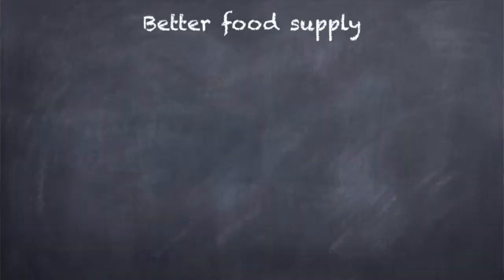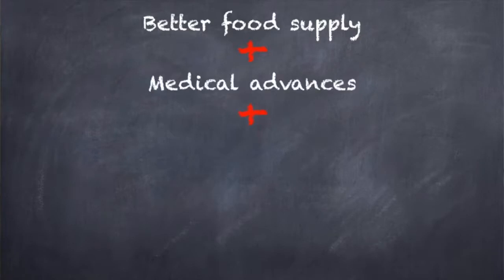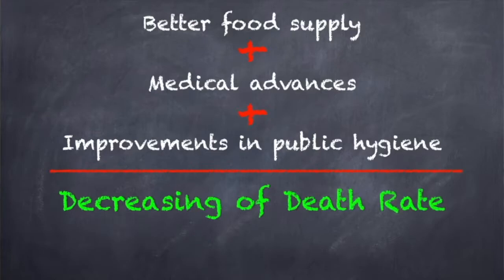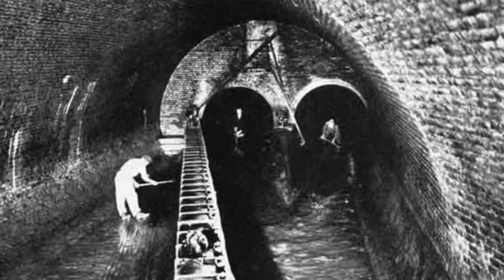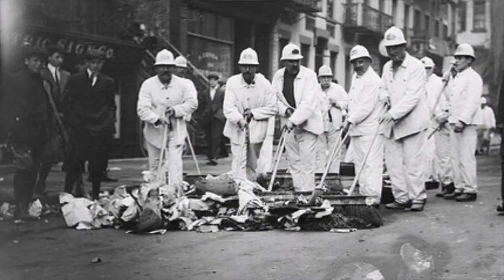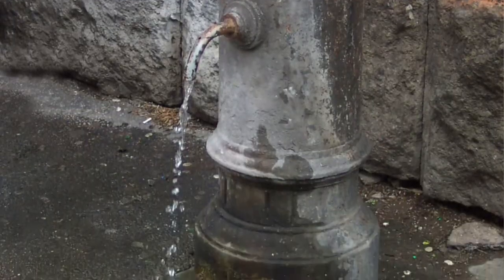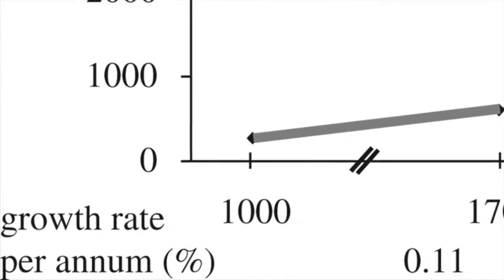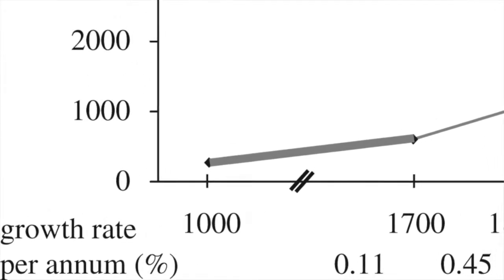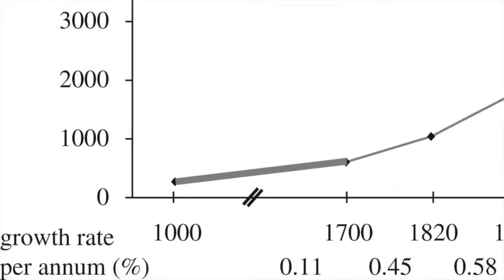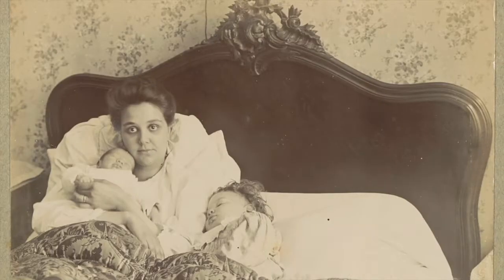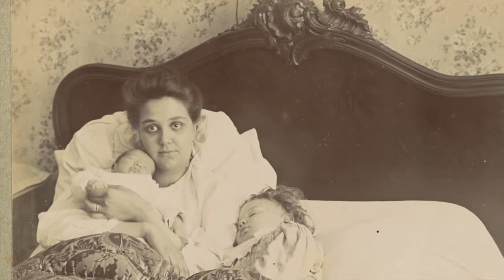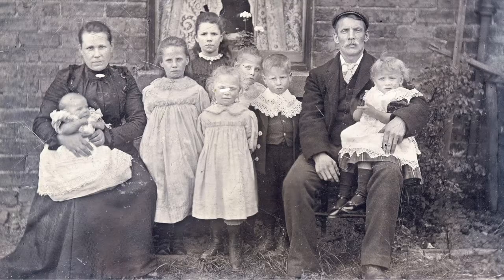Better food supply, plus medical advances, plus improvements in public hygiene made possible this decreasing of the death rate. There were notable improvements such as better sewage, rubbish collection, better quality of drinking water, and better working conditions. The birth rate was high, like in previous centuries, and the economic advantages of the Industrial Revolution made it possible that people got married younger and then started having children earlier, and consequently, more people.